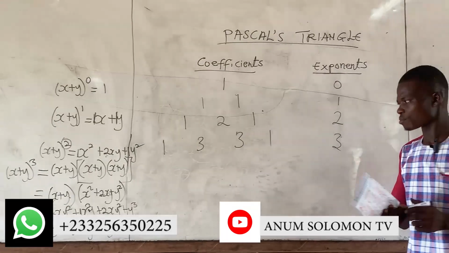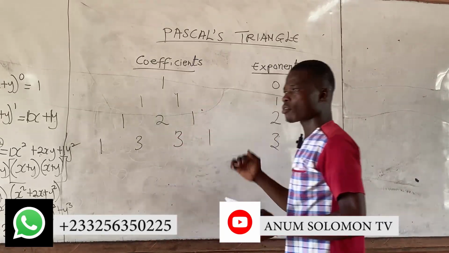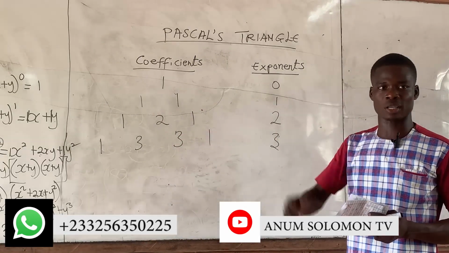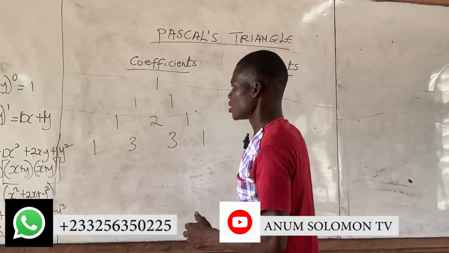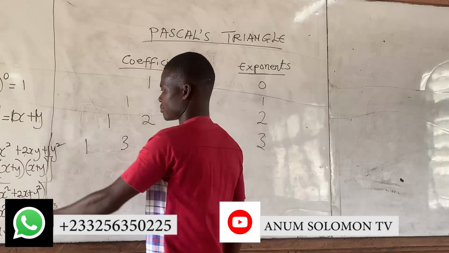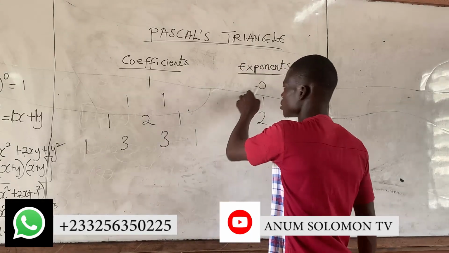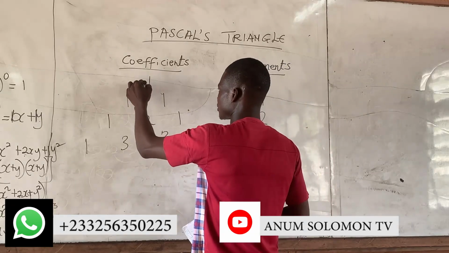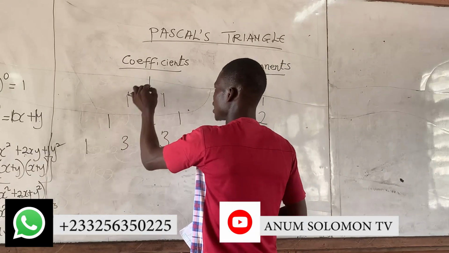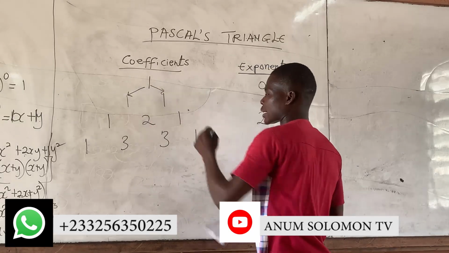You can continue this way for power 4, 5, 6 in that order. So now let's look at how to deduce the coefficients without going through this process. With power 0, the coefficient is 1. Now let's take the 1 to the left and to the right like this. So we have here 1, 1.